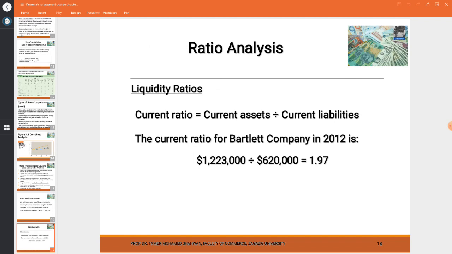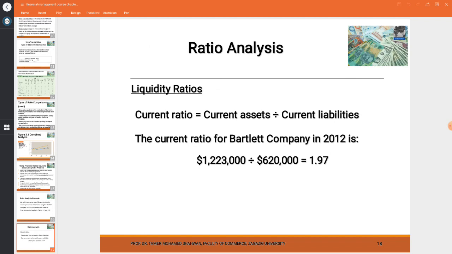And if you are interested to assess the liquidity position of a specific firm over a short period of time, you are going to assess this performance using the liquidity ratio. This liquidity ratio includes the following. The first one is called the current ratio. Current ratio equals current assets divided by current liabilities.